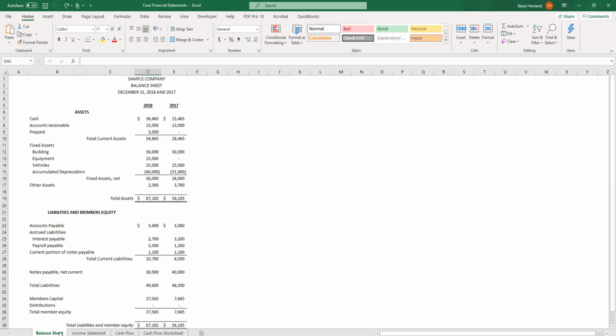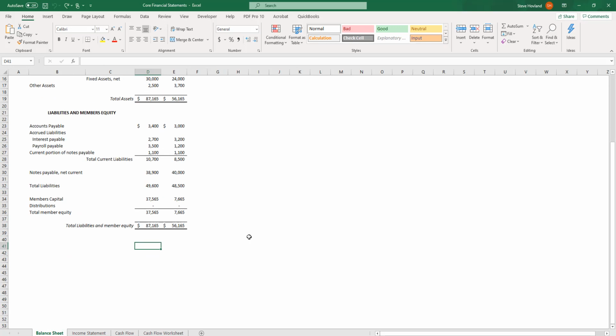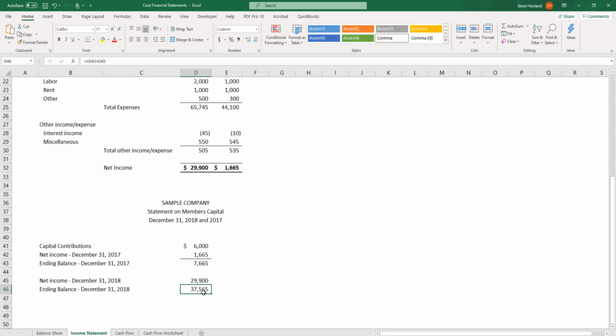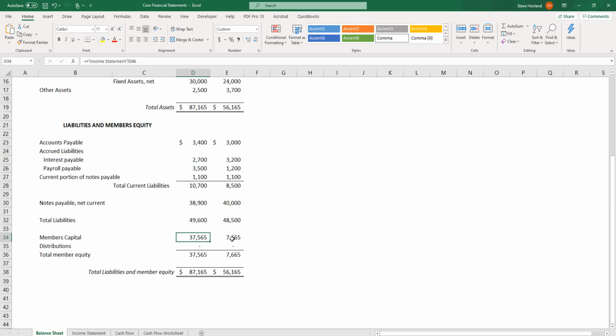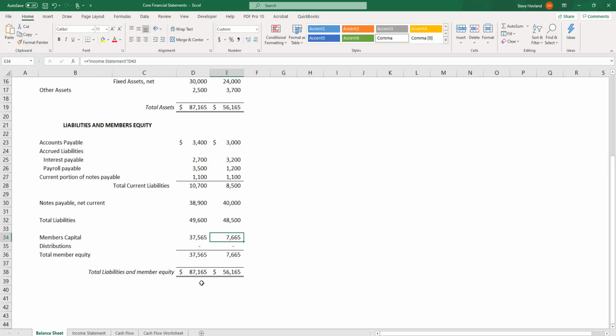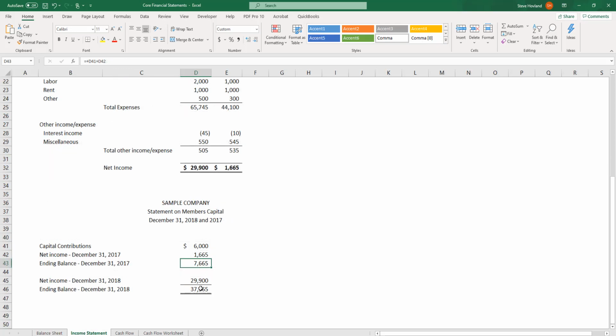Come back over here to our balance sheet, and we scroll down, and let me zoom this in so we can see it. Come over here, look at that number. Does that number look familiar? 37,565... 7,665. So if you happen to be looking at this template in Excel, you'll see this formula up here, income statement. So that's what this is saying, this is coming straight from the income statement right here.